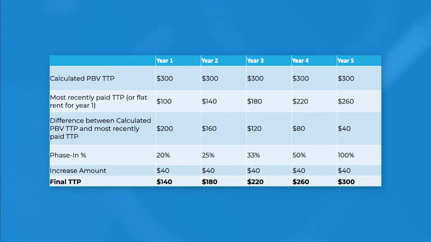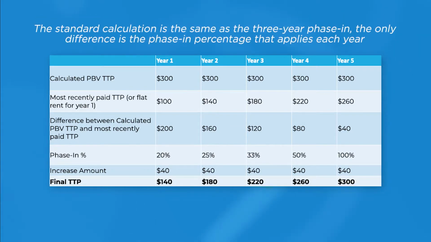Example: 5-year phase-in. If your PHA has a 5-year phase-in period, the family will pay $140 in year 1, then $180 in year 2, then $220 in year 3, followed by $260 in year 4, and then the full $300 in year 5. The standard calculation is the same as the 3-year phase-in. The only difference is the phase-in percentage that applies each year.